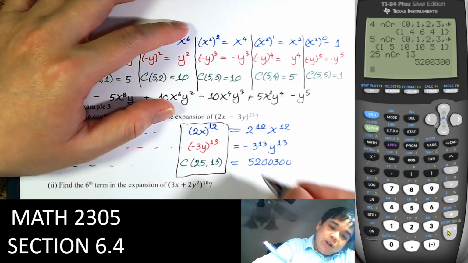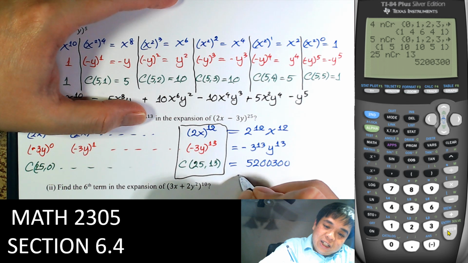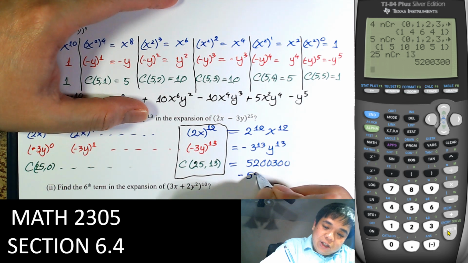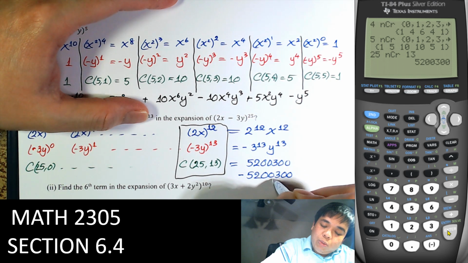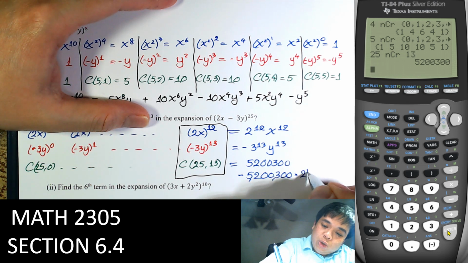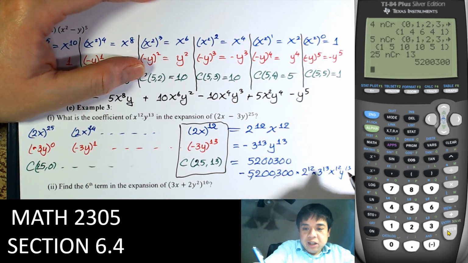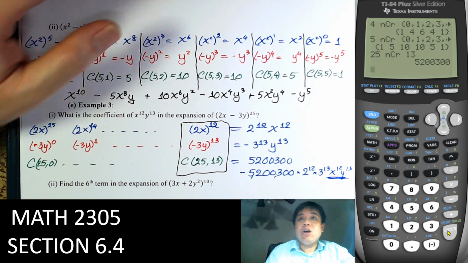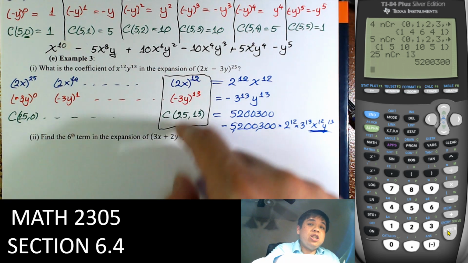So multiply all of this together. The term that has this is going to be negative 5,200,300 times 2 to the 12 times 3 to the 13, x^12 y^13. That's a very big number, but that is the term that has x^12 y^13 in it. So if we want one particular term, we just need to do one particular column.